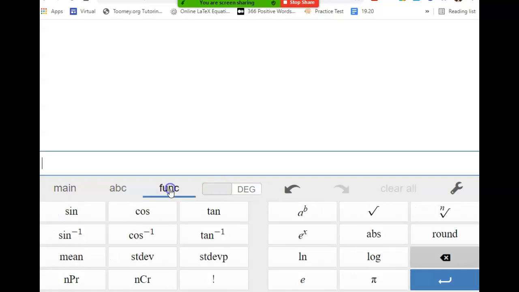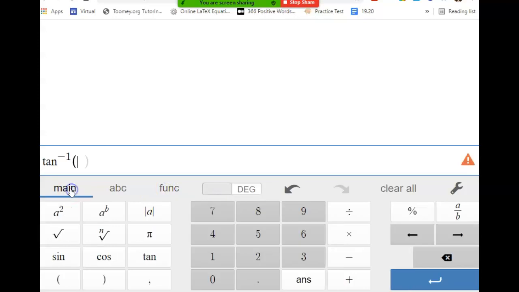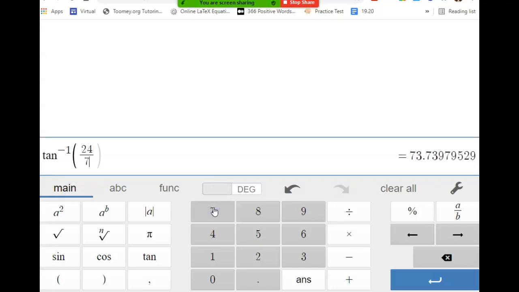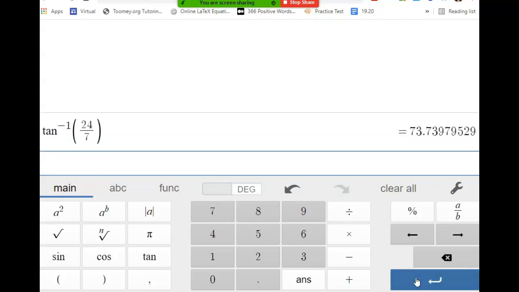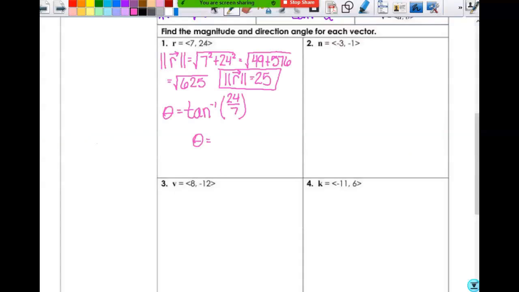So I'm going to do the tangent inverse of, what was it, 24 over 7. And that gives me 73.740 degrees.